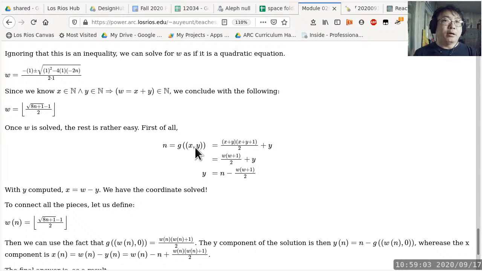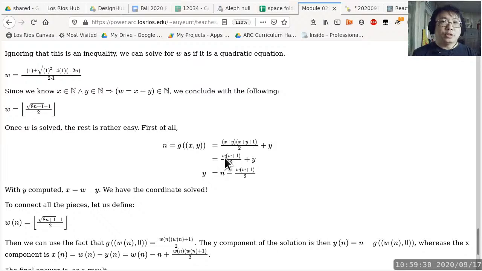X and y are unknown. We're trying to solve for x and y. But if we just expand g of xy, we end up with this expression here. This is from several sections above. When you look at this particular thing, not taking into consideration the plus y, x plus y, that's how we define w. X plus y plus 1 is just w plus 1.